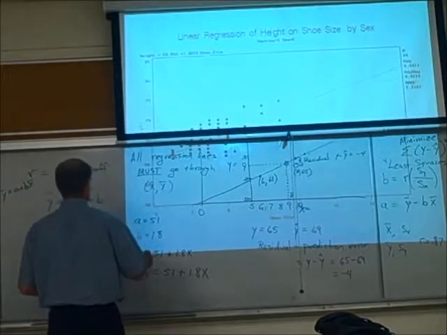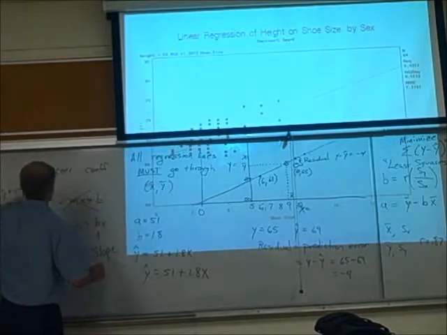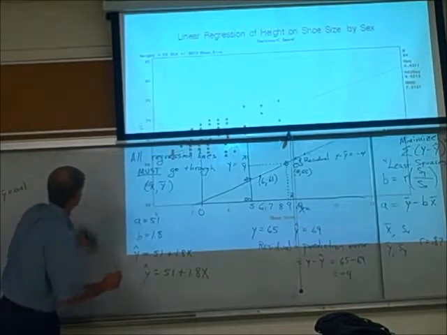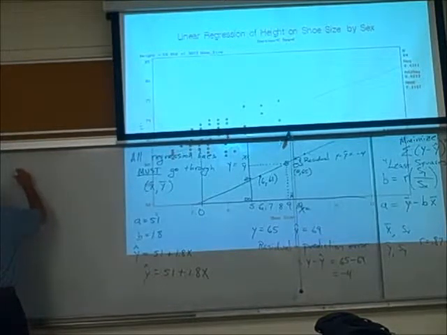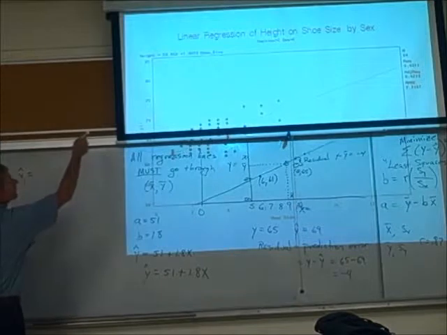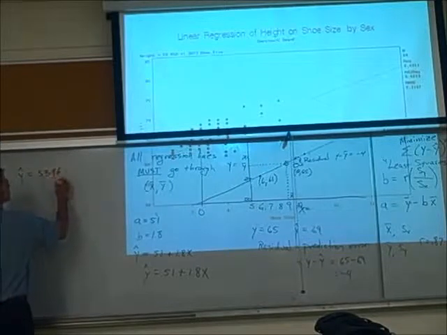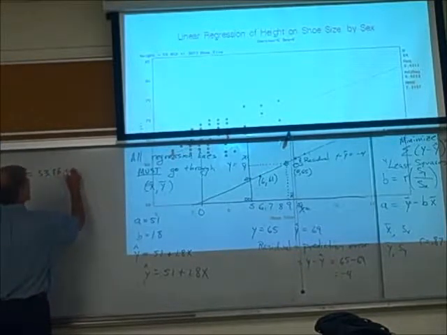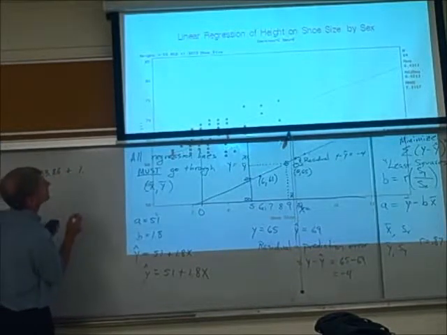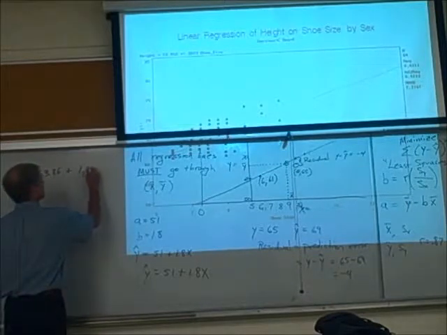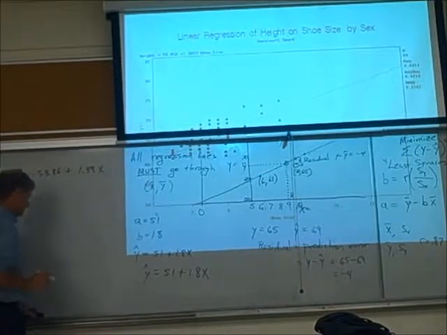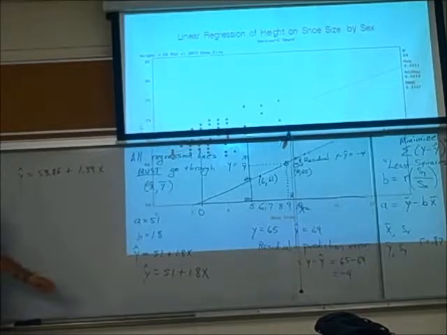The actual line, let me write it over here. The actual line, y hat, is 53.86 if I go to 2 decimal places, and 2 is probably overkill for this, plus 1.387, so that'd be 1.39x. So there's the actual line of best fit. Here's the one that we did just by eyeballing. And so when you eyeball, you can actually get fairly close.